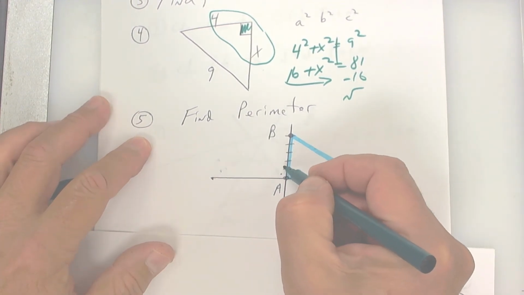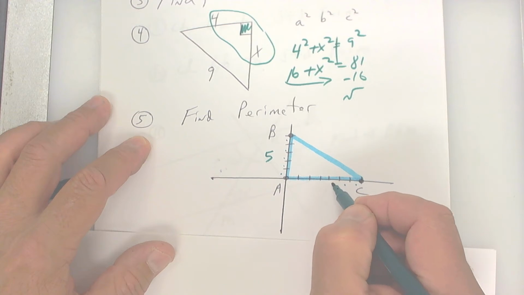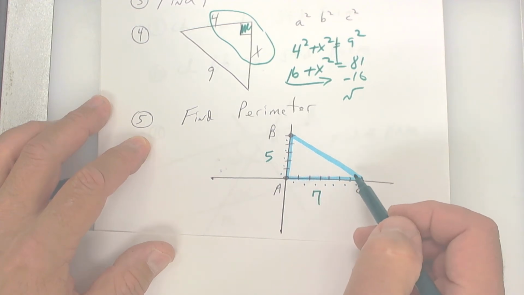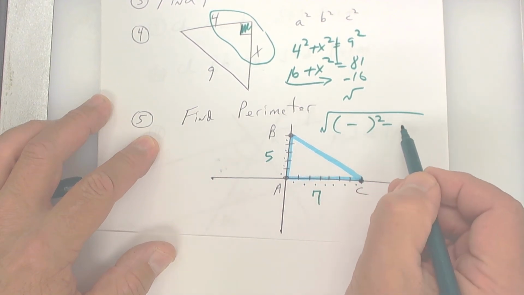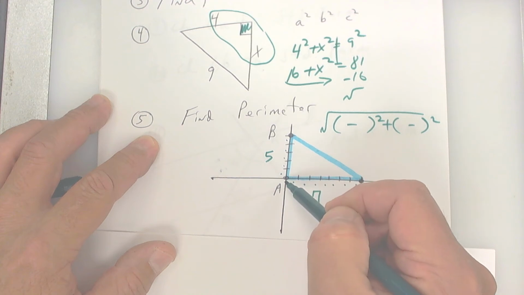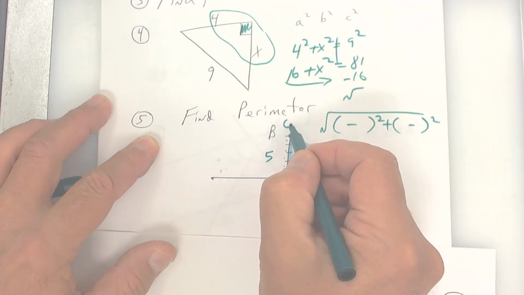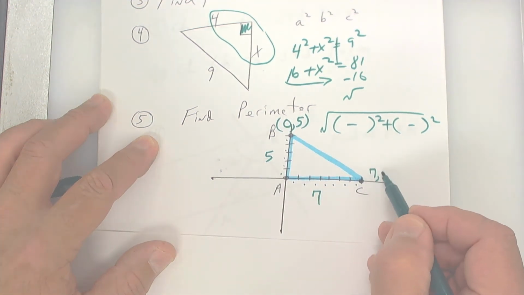Look, 1, 2, 3, 4, 5. 1, 2, 3, 4, 5, 6, 7. But this one, you have to do the distance formula. So if it's on a slant, like this one, so this is over 0, up 1, 2, 3, 4, 5. So 0, 5. And this one is 7, 0.